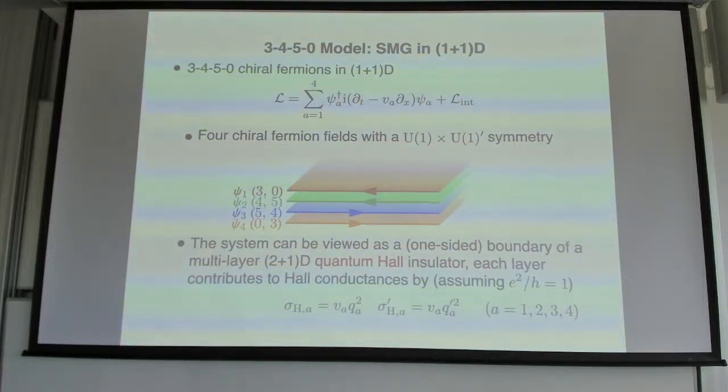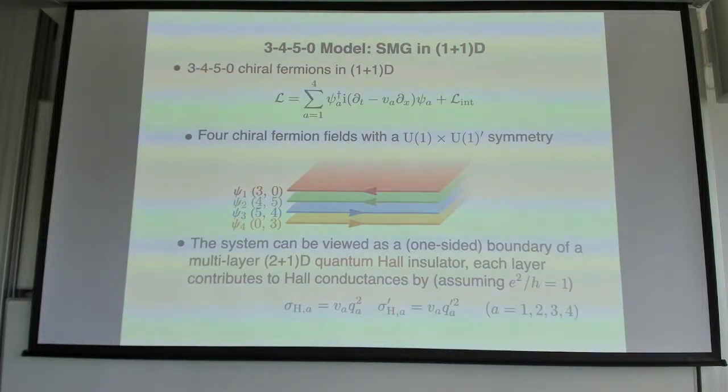But before that, I want to mention that this system can also be viewed as the boundary of 4 layers of quantum Hall insulators. So you can think of it as the boundary of a multi-layer quantum Hall system, such that every edge mode, every chiral fermion, can be considered as an edge mode. And the existence of such an edge mode indicates that in the bulk, there's a non-trivial Hall conductance. And the Hall conductance in the bulk will be given by the charge squared times the chirality, basically, for each layer A. And we have 2 different Hall conductances because we have 2 different U1 symmetries. Each symmetry defines a Hall conductance in the bulk.